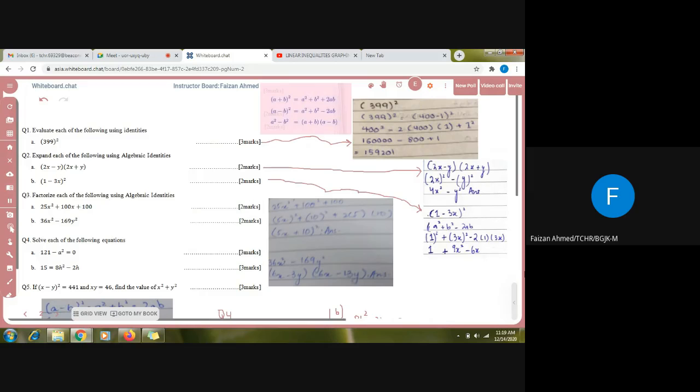And since this assignment is on identities, you can see that in each question it is clearly mentioned that you have to solve this using identities. This means you have to use identities. If you will not use identities properly, you will not be getting marks.